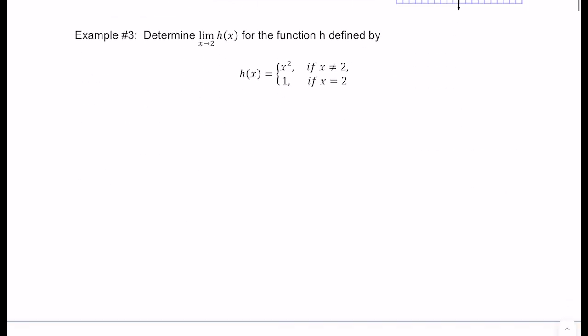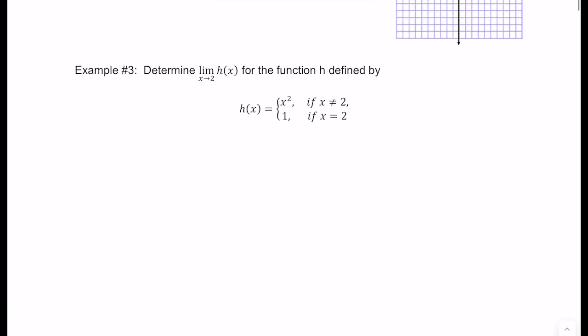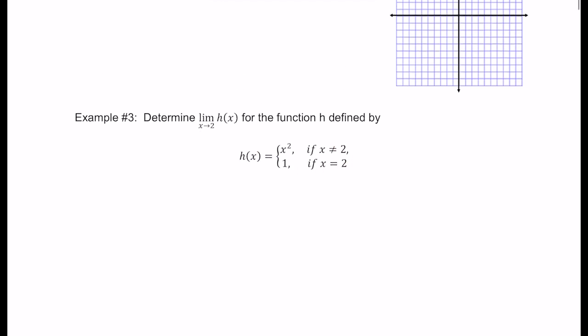Okay, let's look at example number 3. So here we want to determine the limit of h of x as x approaches 2 for this function. And we call this a piecewise function. It's a function that's defined by 2 or more pieces. So here we have h of x is going to equal x squared if x doesn't equal 2, and h of x will equal 1 if x equals 2.